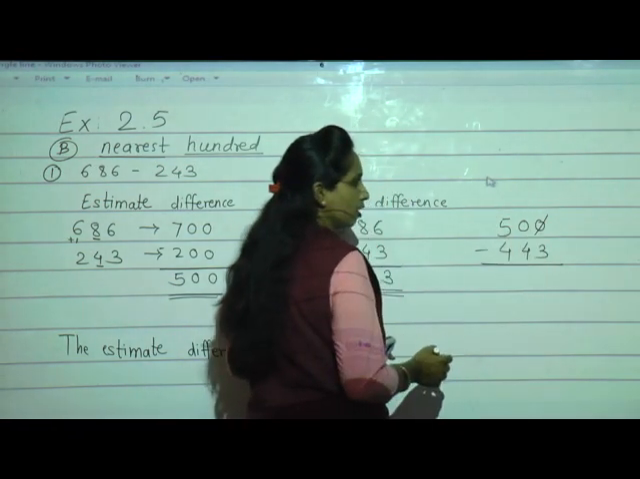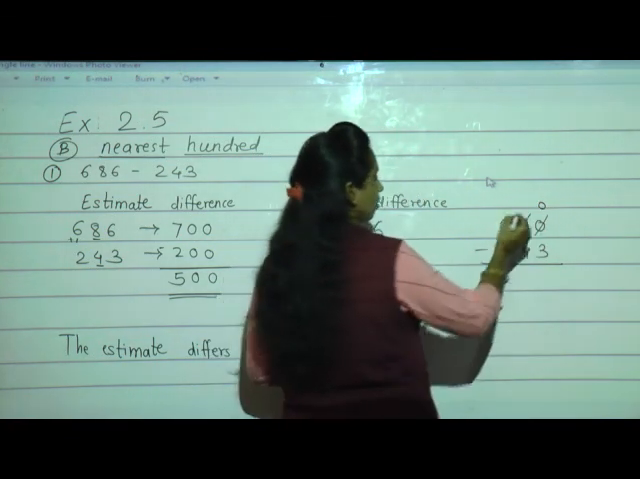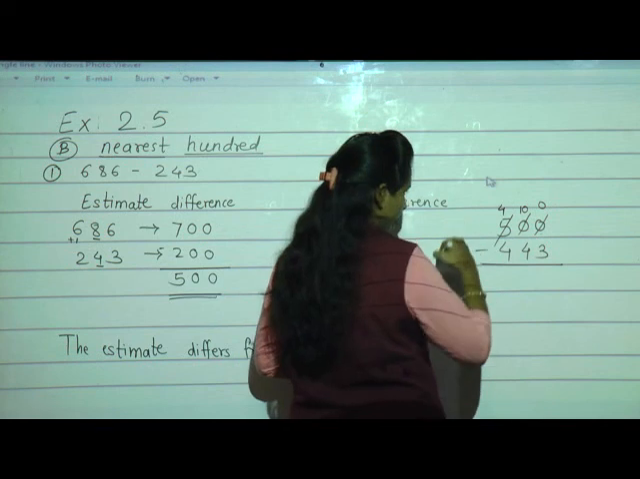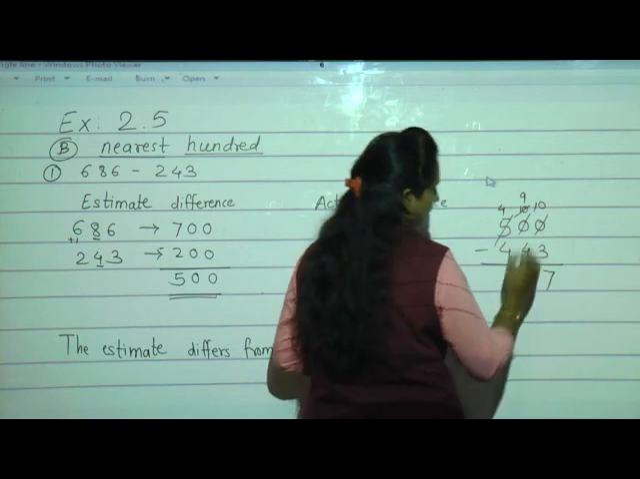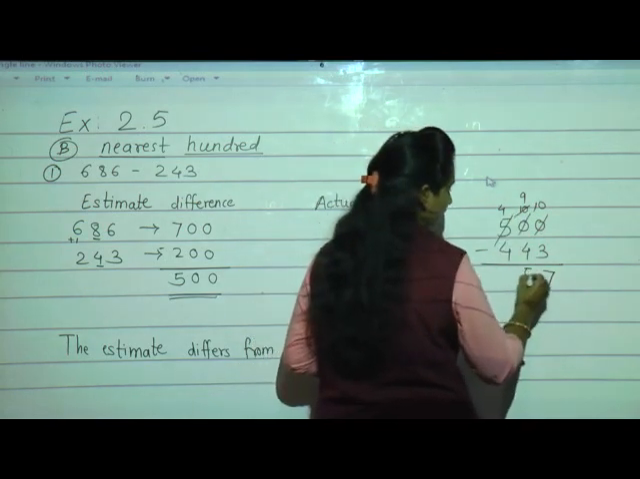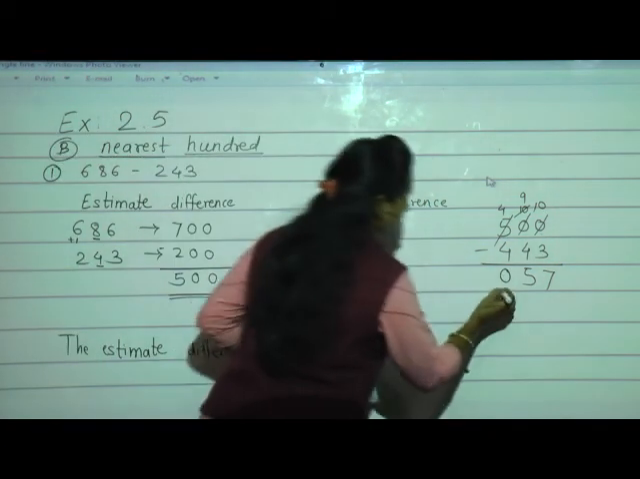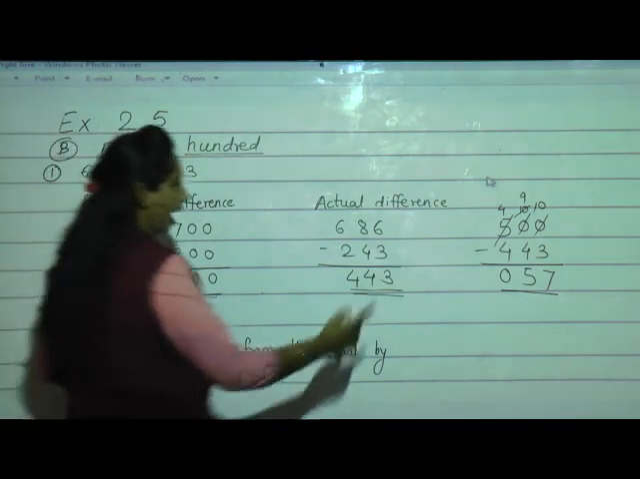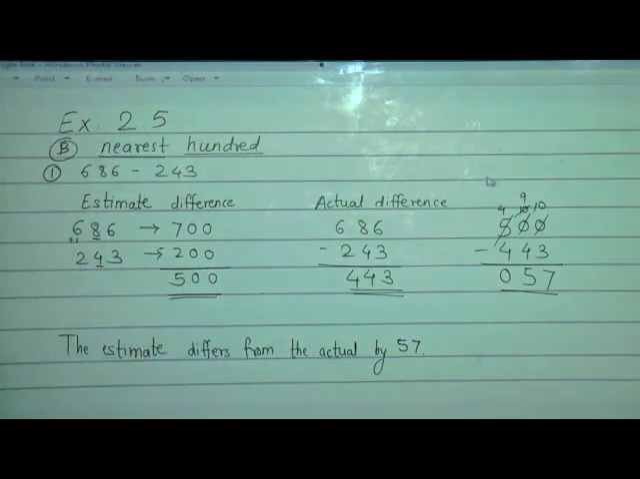Now we will do the subtraction. We cannot subtract 0 minus 3, so cut the 0 as it is. Take borrow from the neighbor, but the neighbor also doesn't have, so go to the next neighbor. The 5 will give 1, here 4 will remain. Now he is having 10, he will give 1, 9 will remain. Now 10 minus 3 is 7, 9 minus 4 is 5, 4 minus 4 is 0. So what is the difference between estimate and actual? The estimate differs from the actual by 57. Understood? Clear till here? Yes, students?